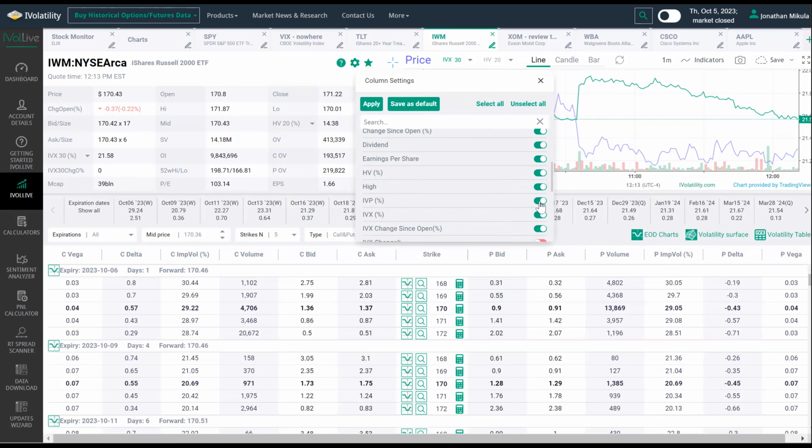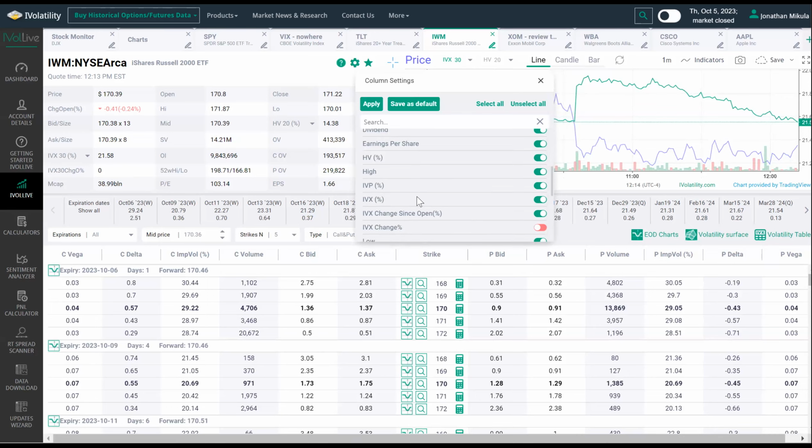We do want to know IVP. IVP stands for IV percentile. This is, me personally, one of my favorite measures, because it tells us how often the stock has been trading at a lower implied volatility. So if this number is very high, that means this stock is under tremendous implied volatility relative to its 52-week trading range. So I like to have that. IVX, of course, is our bread and butter. That's implied volatility. That looks out over the next 30 days. And it tells you what the implied volatility is for this stock.